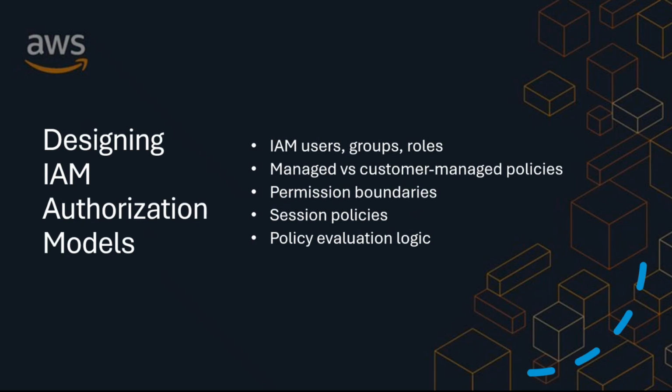A flexible IAM authorization model is key for secure access. So use IAM users for humans, IAM roles for workloads, applications, services, or cross-account access, IAM groups to simplify permissions for teams, managed policies for common tasks, custom policies for fine-grained controls, and permission boundaries to restrict the maximum allowed permissions. Understanding the policy evaluation logic is important. There is explicit deny, then allow, and then implicit deny.